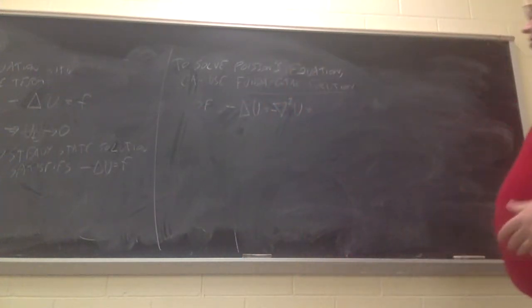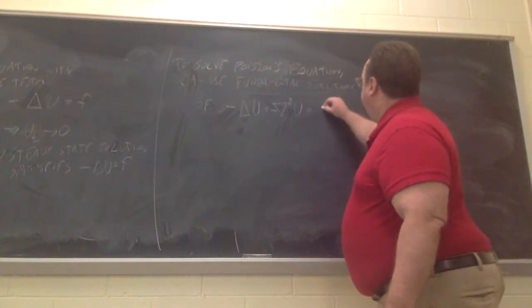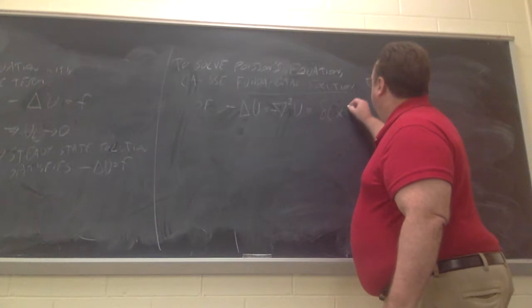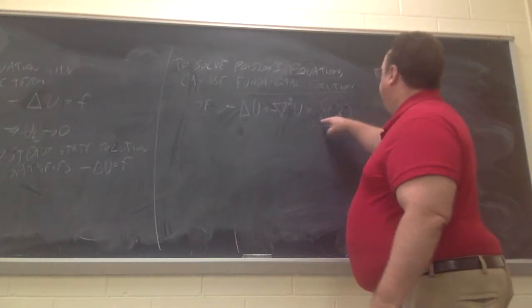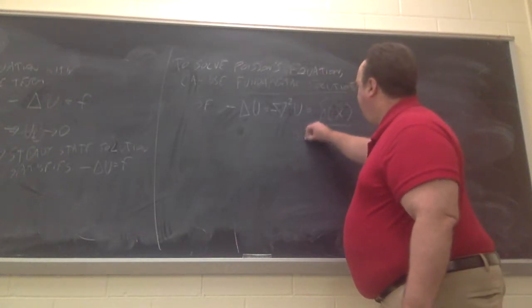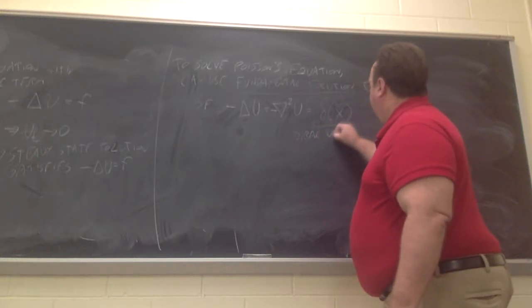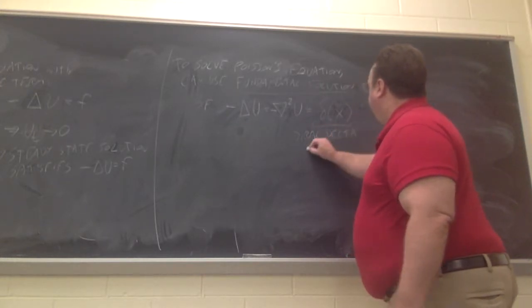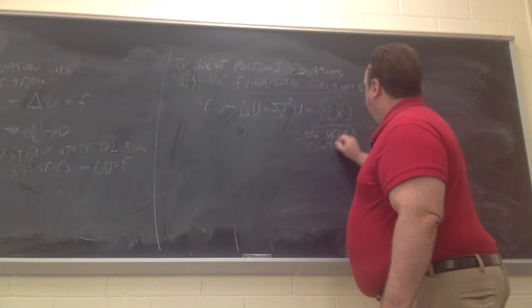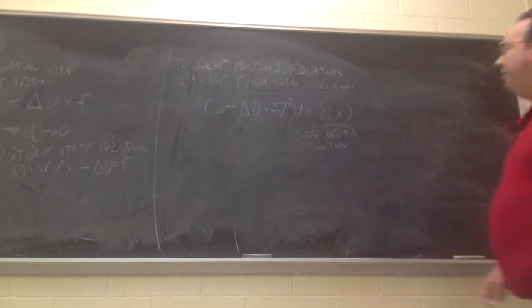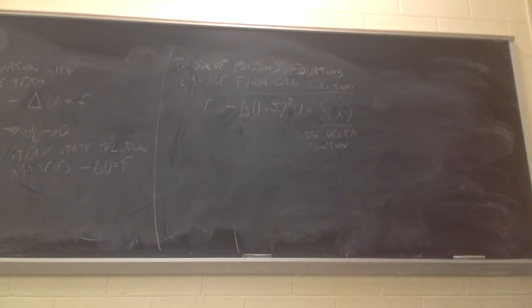All right, and I need a minus. So I need a fundamental solution of Poisson's equation where the right-hand side is equal to this function, delta of x, which has a name, it's called the Dirac delta function. Now, the Dirac delta function is a very unusual function. And in fact, it's not even a function at all.